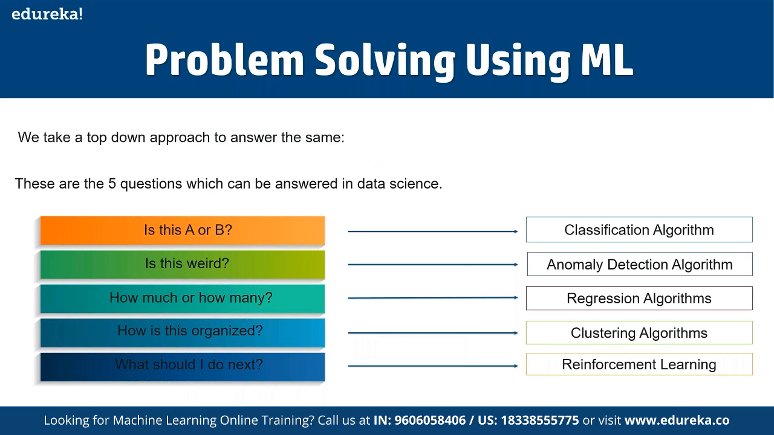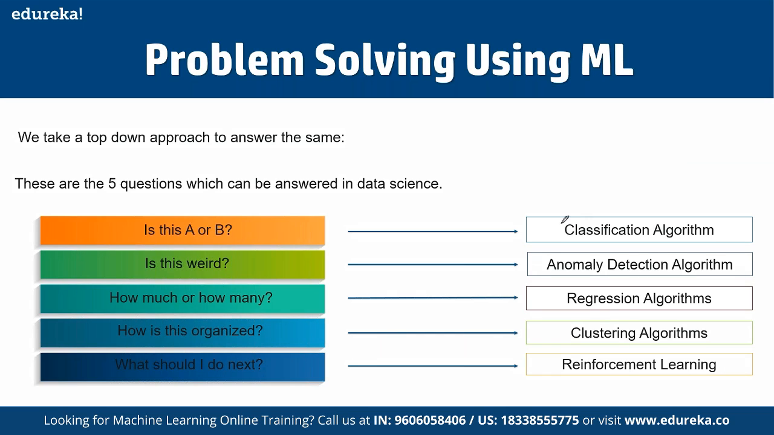These are five questions which can be answered in data science. Is this A or B? Is this weird? How much or how many? How is this organized? And what should I do next? So if it is A or B, then this is a simple example for a classification algorithm. Now, classification and regression are part of supervised learning. Let me highlight that.